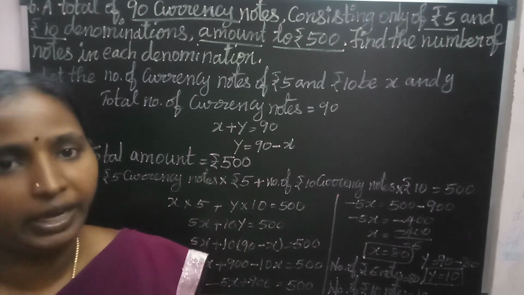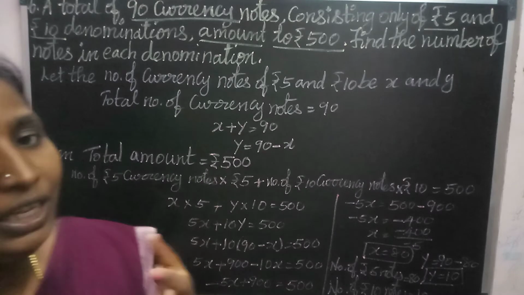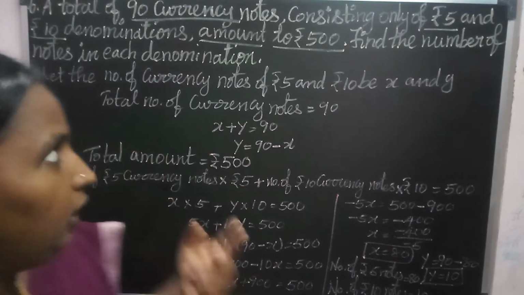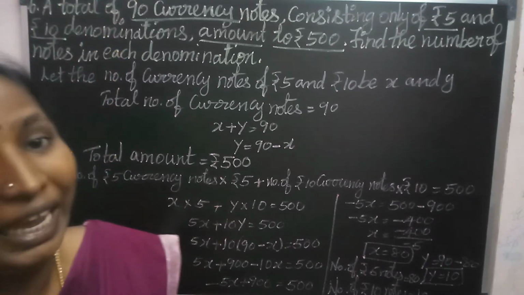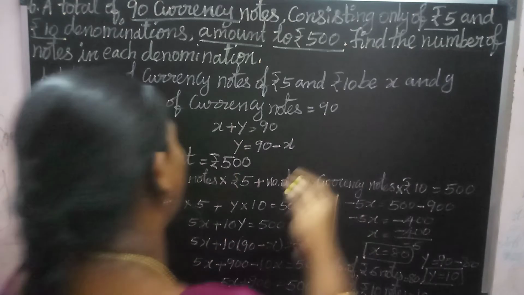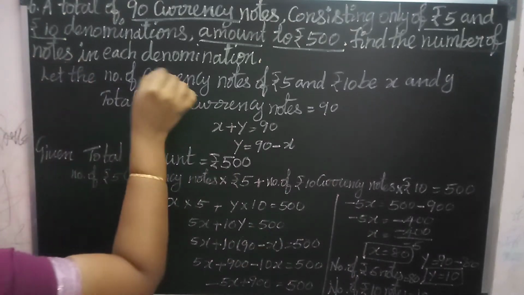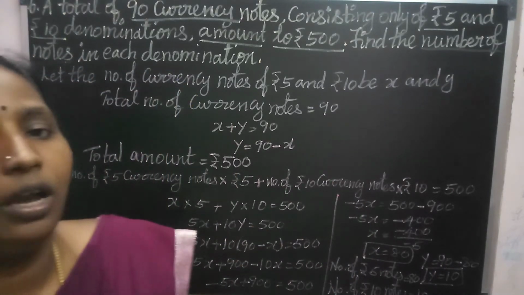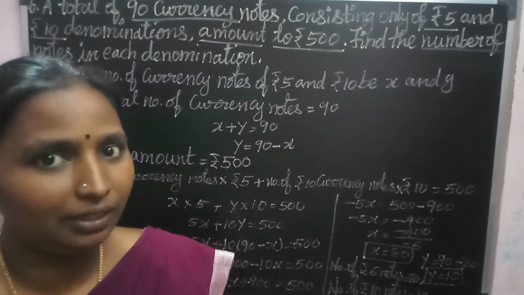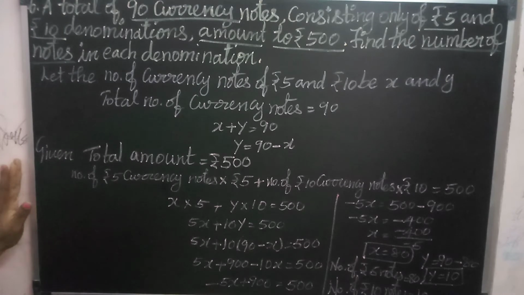So how many notes are there, both the 5 rupee notes and 10 rupee notes? 90 currency notes are there. So you are going to find how many notes there are in rupees 5 and how many currency notes there are in rupees 10. Did you understand the sum? So go to the sum now.